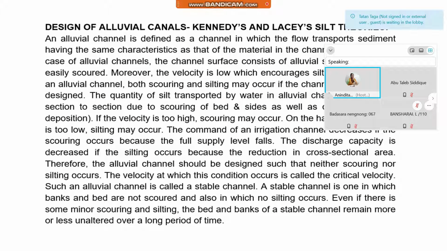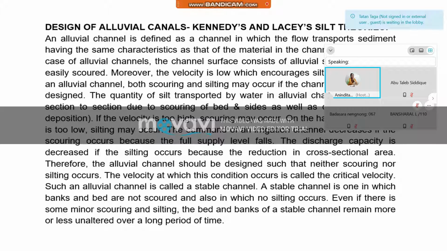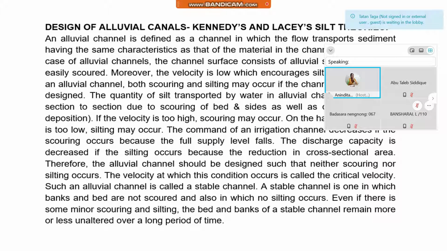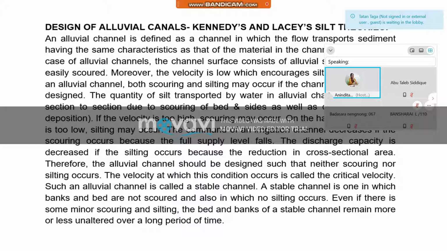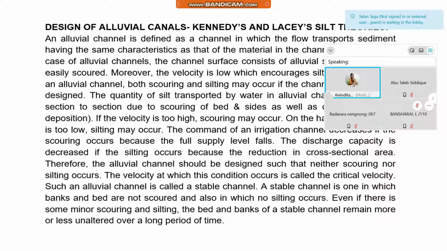Design of alluvial canals, Kennedy's and Lacey's silt theories. An alluvial channel is defined as a channel in which the flow transports sediment having the same characteristics as that of the material in the channel bottom. In the case of alluvial channels, the channel surface consists of alluvial soil which can be easily scoured. Moreover, the velocity is low, which encourages silting. Therefore, in an alluvial channel, both scouring and silting may occur if the channel is not properly designed. The quantity of silt transported by water in an alluvial channel varies from section to section due to scouring of bed and sides as well as due to silting or deposition.